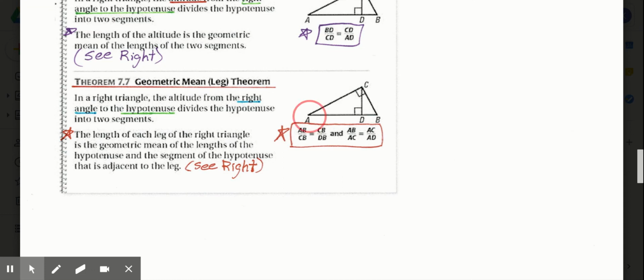So in this case, AB being this whole hypotenuse over CB, which would be that piece, that leg right there. Then on the other one, CB over DB, CB being the hypotenuse, DB being that shorter adjacent leg that's attached to the hypotenuse. And if we look at the other triangles, AB, again, our hypotenuse, over AC, side adjacent to the hypotenuse, equals AC, our hypotenuse, over AD, the side adjacent to that hypotenuse.